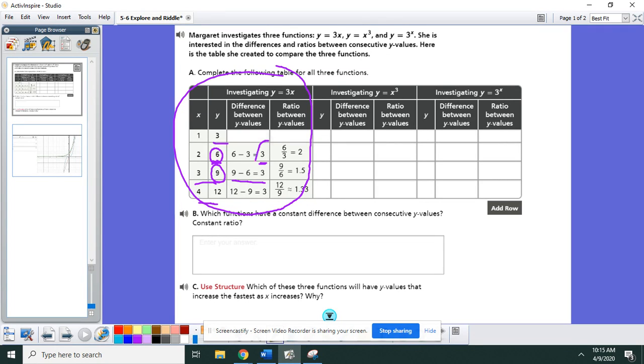What we see is that this difference in a linear function is a constant, 3, that becomes our slope. We know that from past.